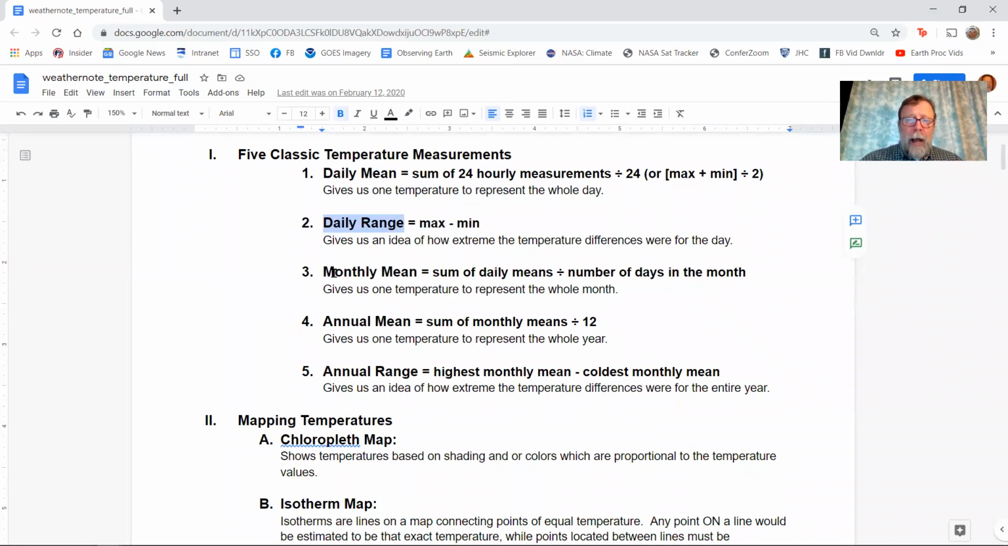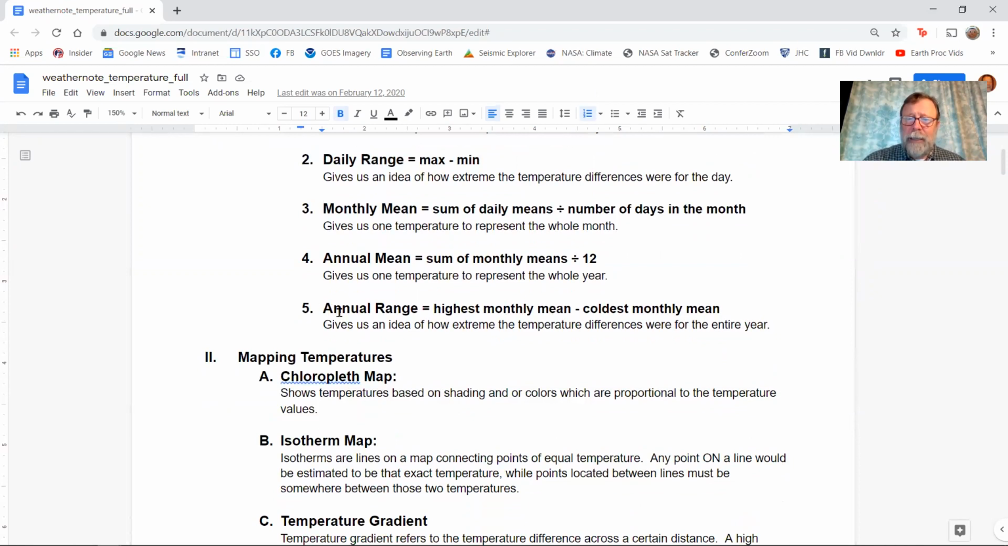Monthly mean is if I can put one number on an entire month, you just take the 30 or 31 daily means, or maybe it's February, you add those up and divide by the number of days. So you just take the number for each day, the average for each day, add them all up and take the average. The annual mean, so the mean for the entire year for a given location, you would just take the monthly means, add them up, divide by 12.